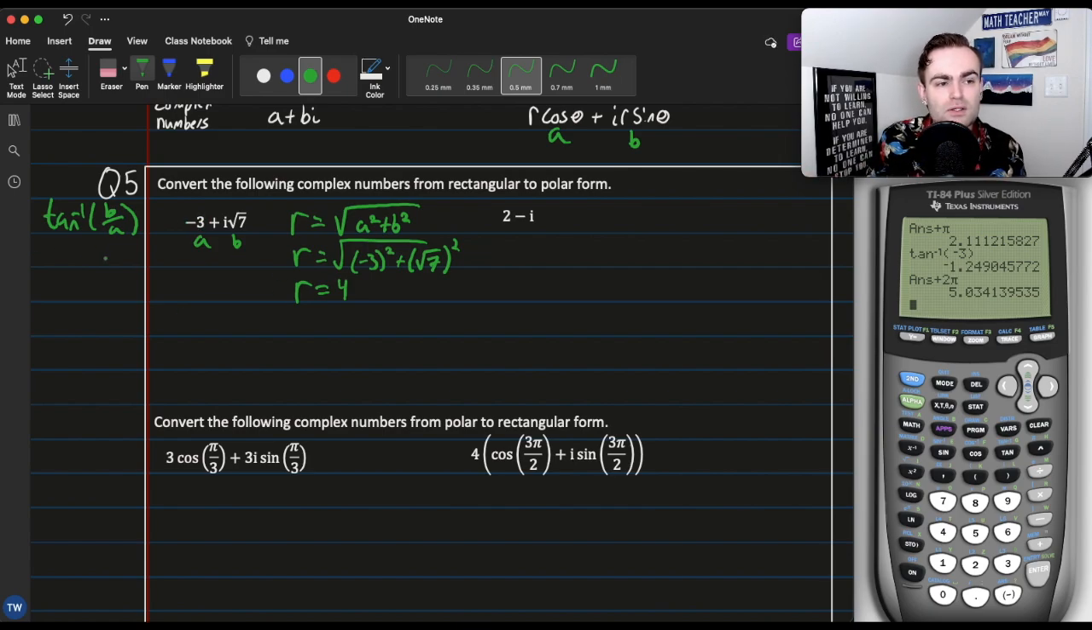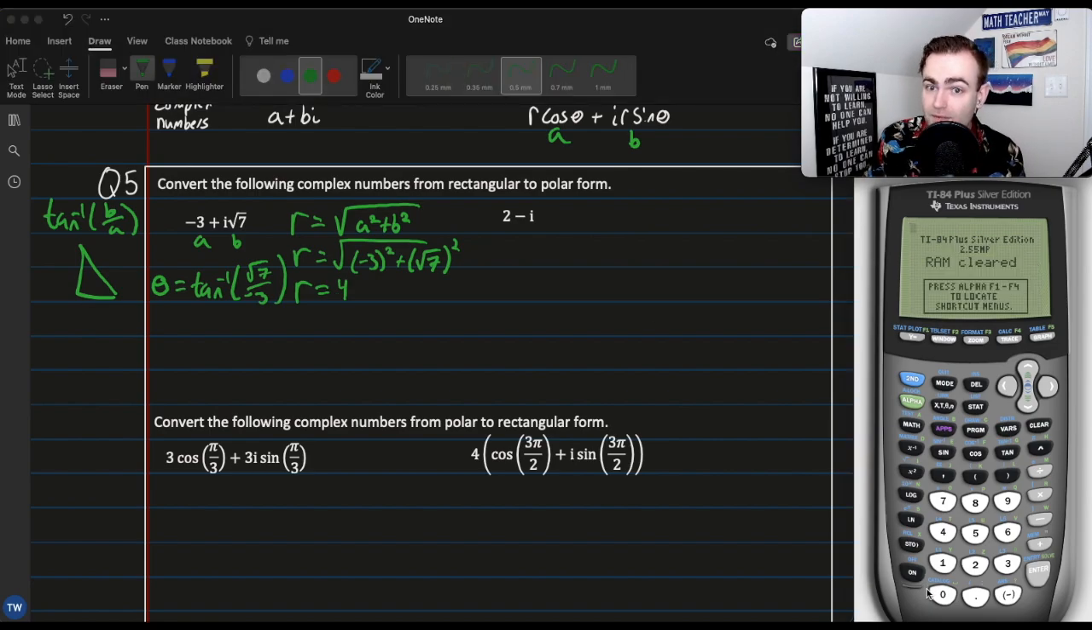Here we are to the left and up. We're in quadrant 2. So we're going to have to add pi to our answer. So to find the angle, we have to do the inverse tangent of, in this case, the square root of 7 divided by -3. Let's figure out what that is. So we go to our fancy calculator, and we do the inverse tangent of the square root of 7. So the square root is second x squared, 7. Move out, divide by -3.